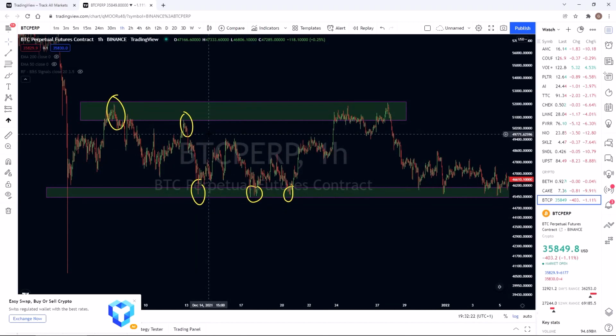So, I hope this quick tutorial has given you a general idea of how support and resistance zones work, and I would advise you to start using TradingView and trying it out on your own.